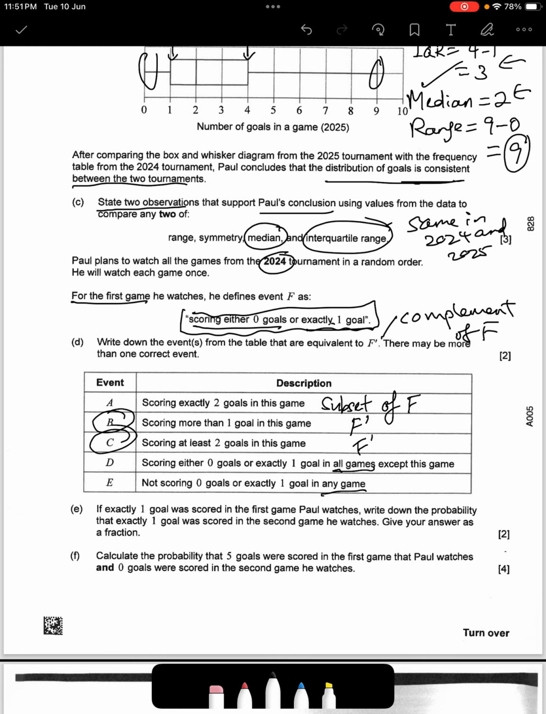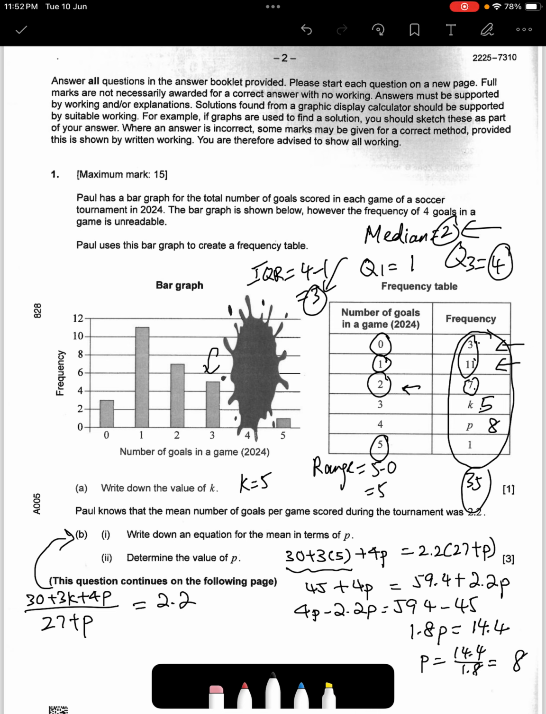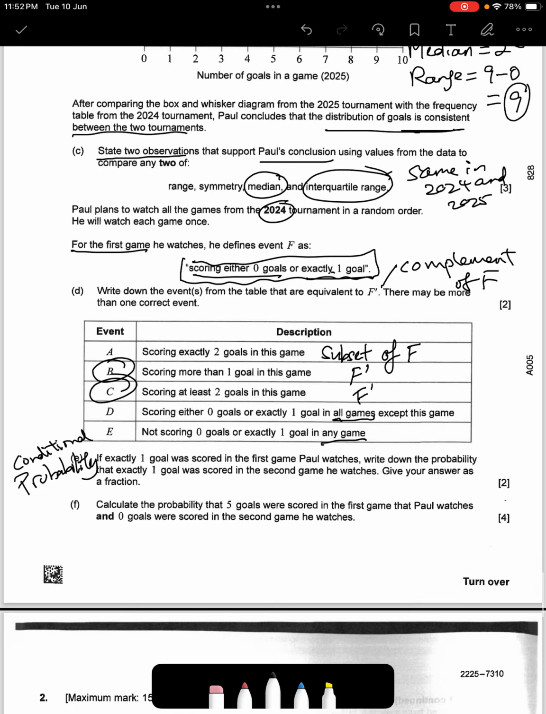Alright, now we're going to look at the next part. So that part is done. We're going to look at the next one, which says if exactly 1 goal was scored in the first game that Paul watches, write down the probability that exactly 1 goal was scored in the second game he watches. So this kind of looks like a conditional probability question. So I'm going to write this down. This is a conditional probability question. Now it says that 1 goal was scored in the first game, so we're going to look at the games that have 1 goal. There are 11 games that have 1 goal in them.